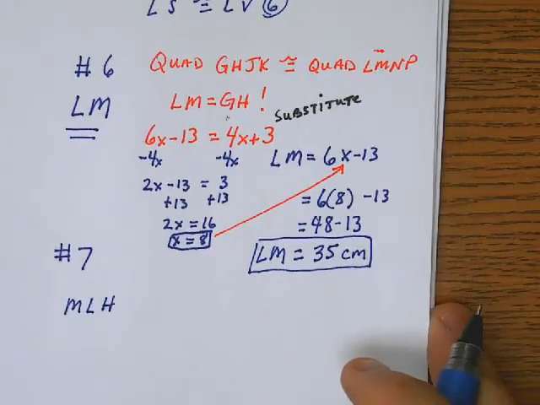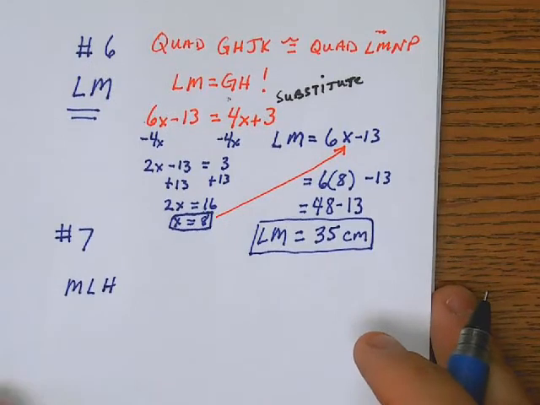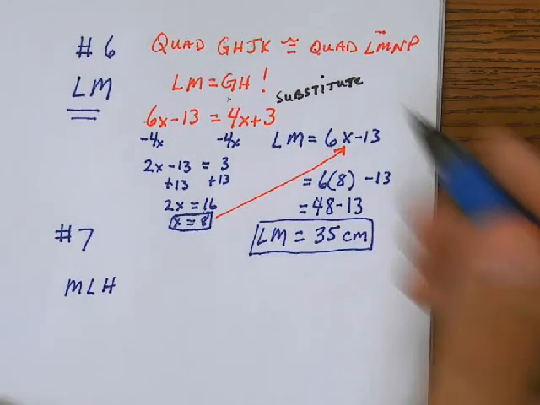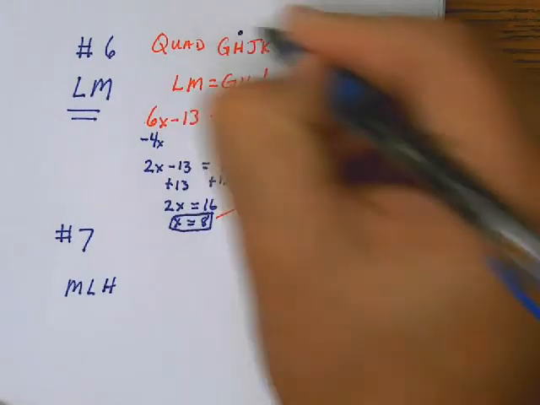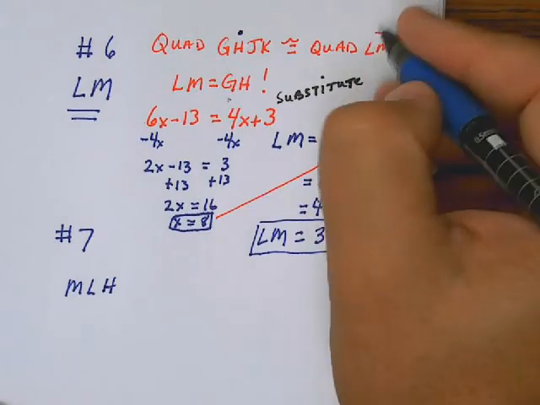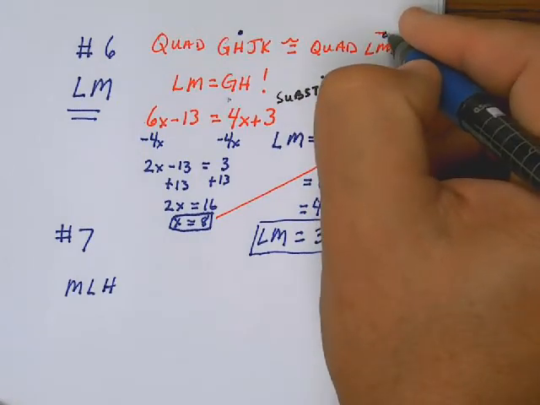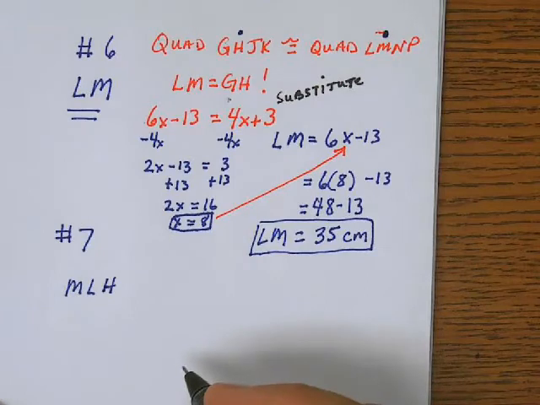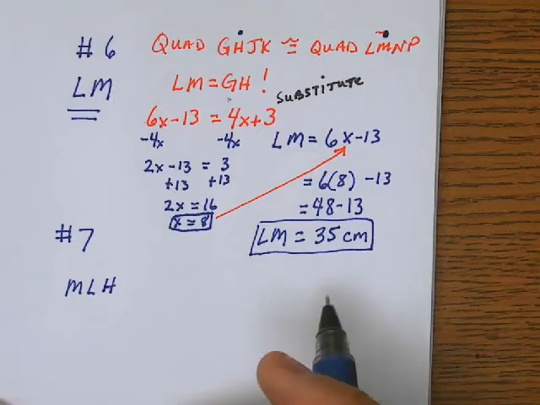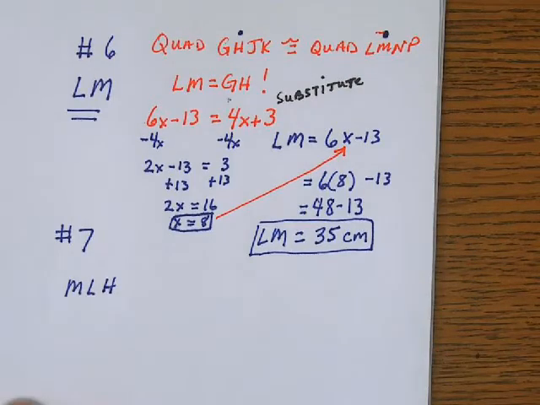Measure of angle H. All right, I don't even have to look at the pictures. I can look at the congruent statement, and I see that H is there, and that corresponds with M. I don't see it. You don't see what? I'm still off.